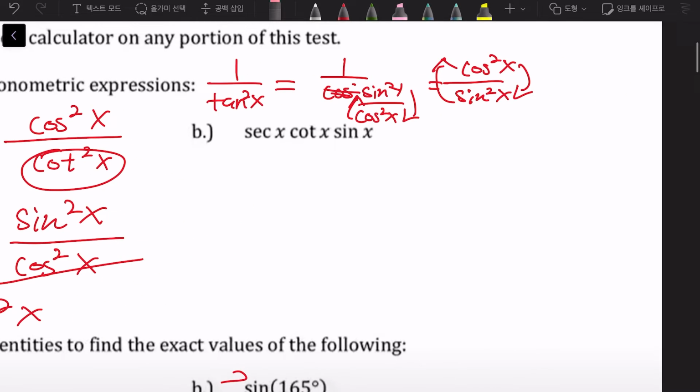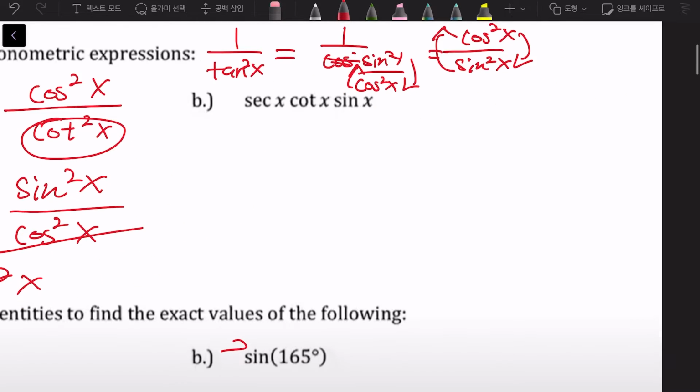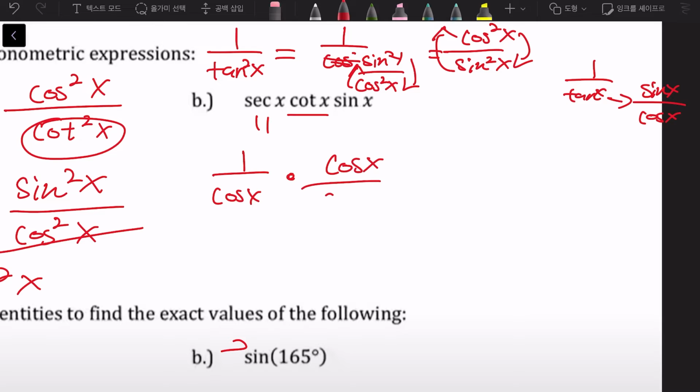And the next one is basically simplifying. So this is equal to 1 over cos x, and cot, I'll go simple here, is 1 over tangent x, and we know tangent x is sine x over cos x. So I'll put this as cos x over sine x times sine x. This cancels out, so it's equal to 1.